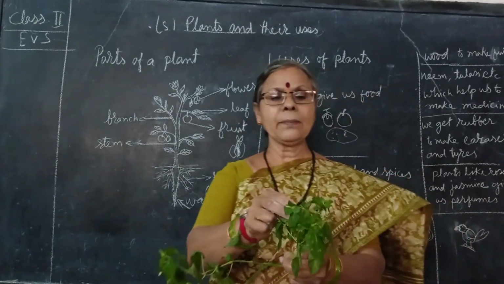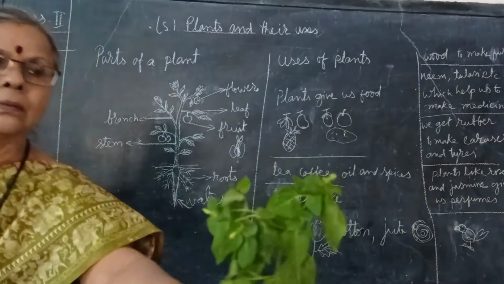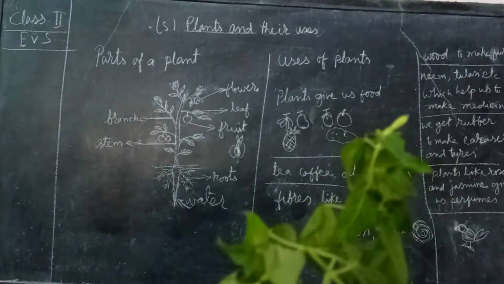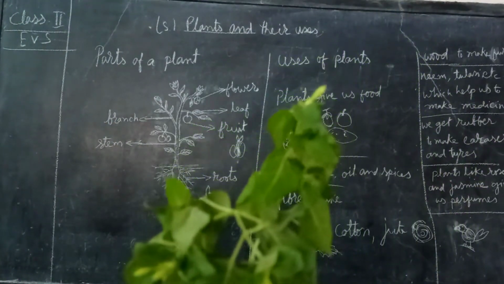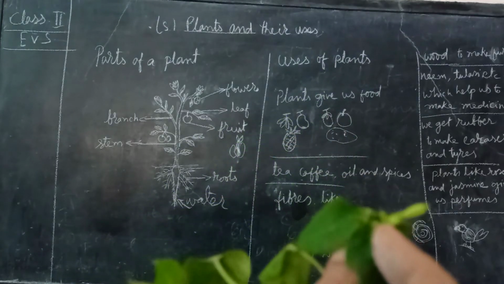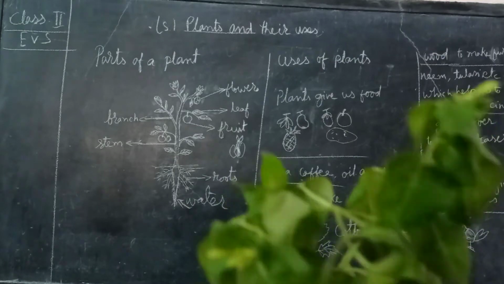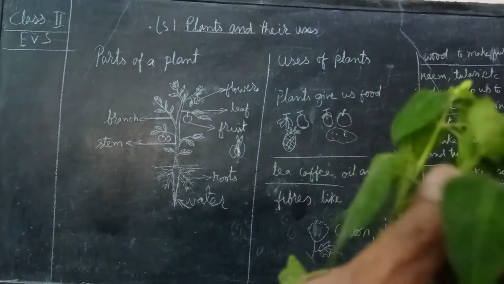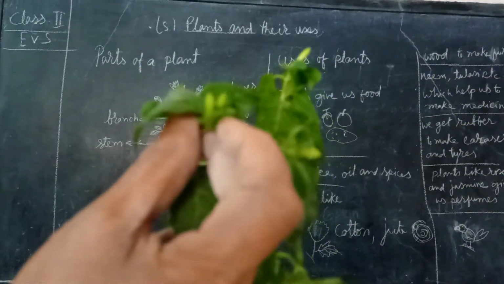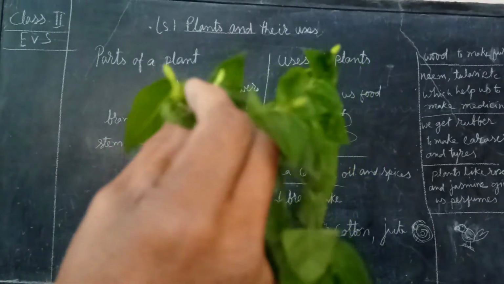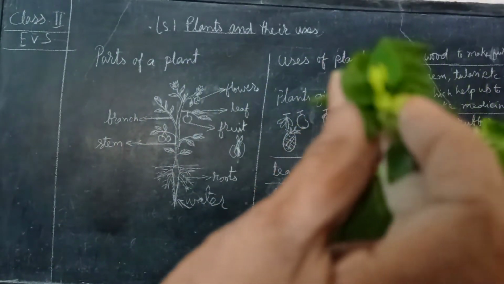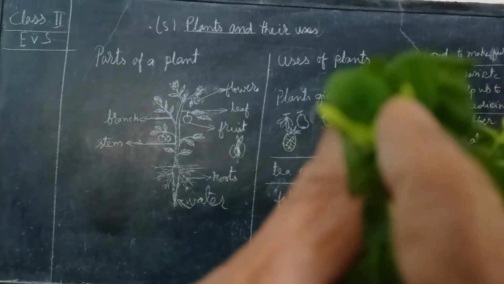Now you can see the many buds are there. See, many buds are there. Can you see this bud? When this opens, it changes into a flower. Can you see? This is the bud. Now you can see here one seed also. You can see this is a seed.